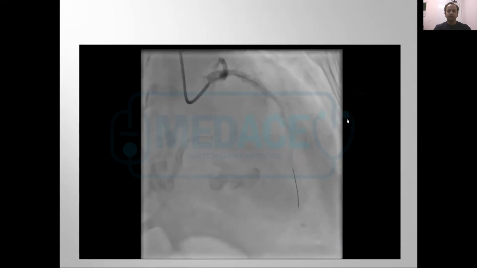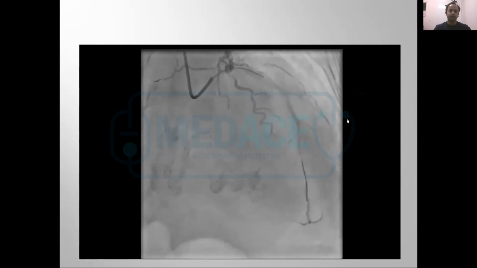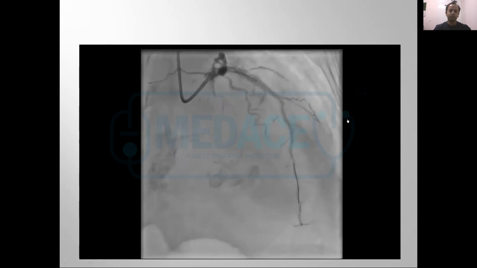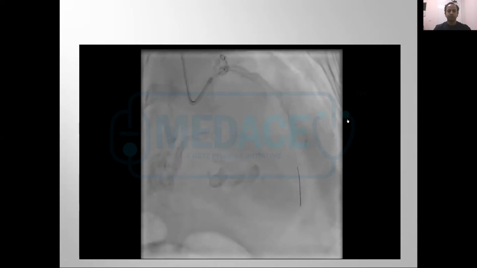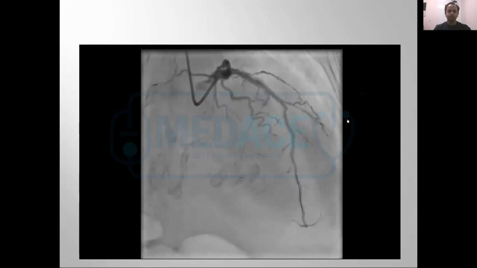So now we have taken a 3.5 by 34 millimeter stent, and we are trying to position it from left main to approximately mid LAD. We have deployed the stent in this slide. This is after the deployment of the stent, where we are doing a check injection. Now this is post dilation after the stenting.